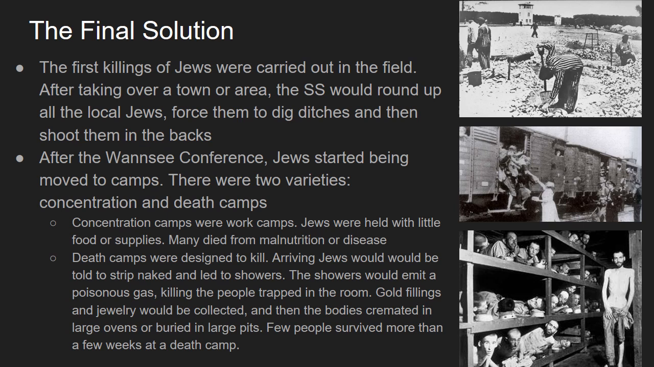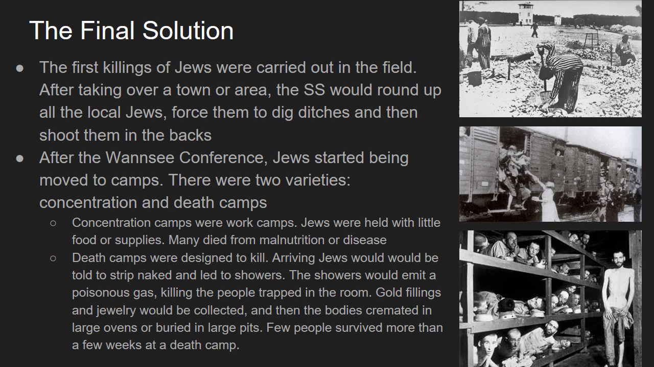After the Wannsee Conference, however, Jews started being moved into camps. There were two varieties of these camps: concentration camps and death camps. Concentration camps were work camps where the Jews were forced to work in aid of the Nazi cause. Jews in concentration camps were held with little food or supplies, and many people died from malnutrition or disease. Death camps, on the other hand, were designed to kill. The ghettos were systematically emptied out, and Jews were sent to either concentration camps or straight on to death camps.